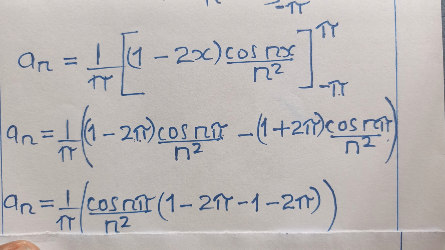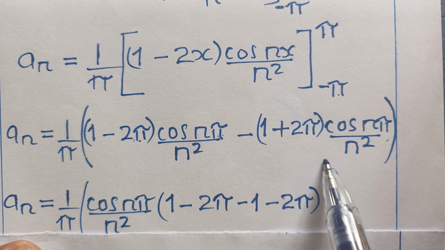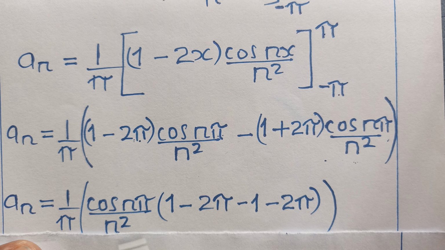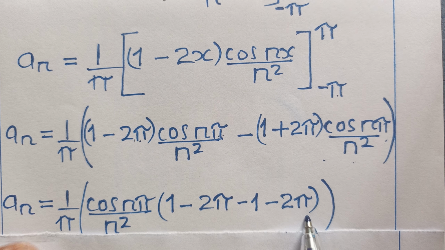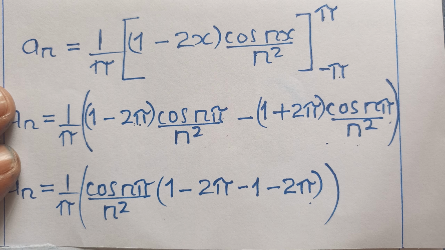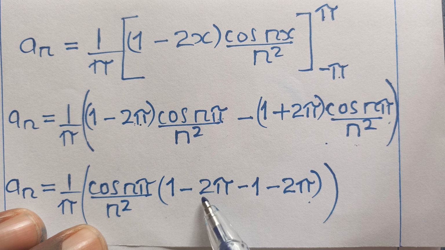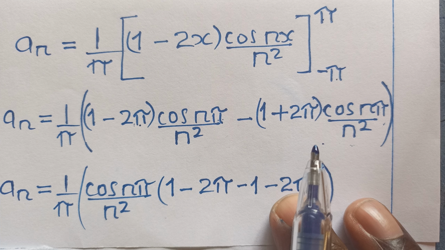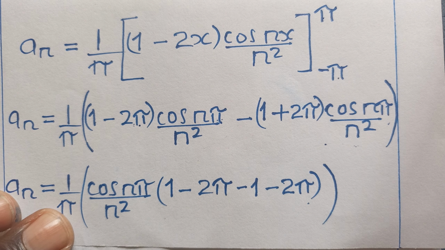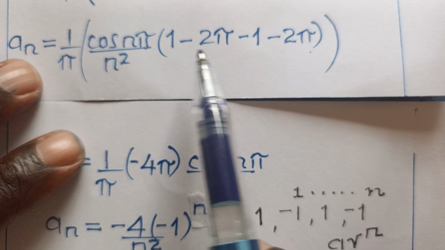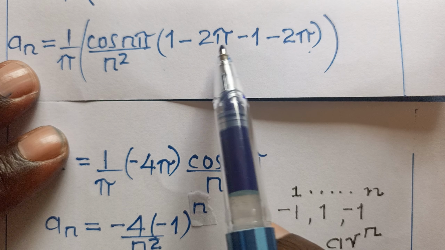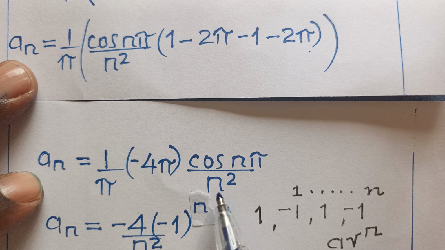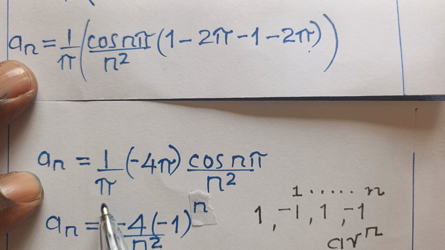Guys, when we do that, we can factor out cos n pi all over n squared out, and we are left with this term. So when we do that, guys, now this will be 4 pi, and this one will cancel. And so therefore, finally, guys, we shall be left with, so from this, we shall say 1 minus 1 is 0. We are left with minus 4 pi. And here we have cos n pi over n squared. Here we have 1 over pi.